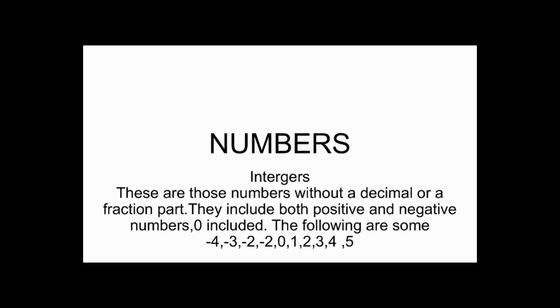Welcome. Natural numbers. Let's begin by talking about integers. These are those numbers which do not have a decimal nor a fraction in them. They include both positive and negative numbers, 0 included. For example, we have -4, -2, 0, 1, 2, 3, 4, and so on and so forth. All those numbers are integers as long as they do not have a decimal nor a fraction part.